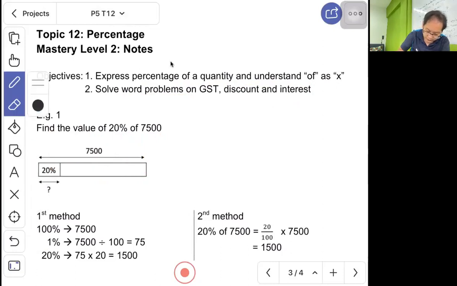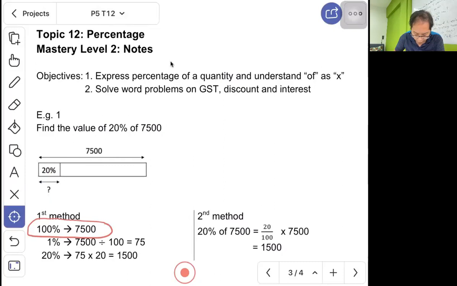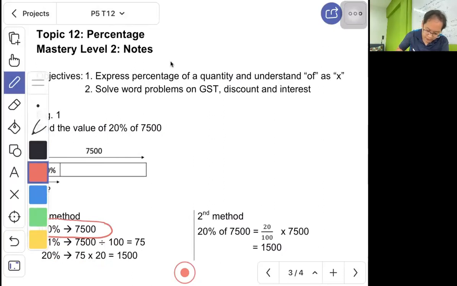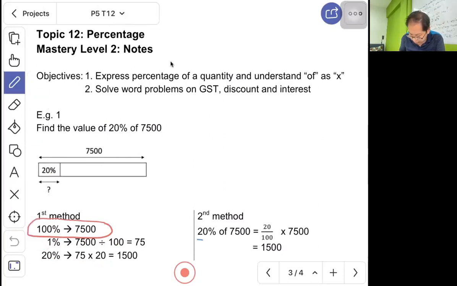So first method is to write this as 100% is 7,500. Then you find 1%, take 7,500 divided by 100, that is 75, and times 20 to get 20%. So 75 times 20 is 1,500.